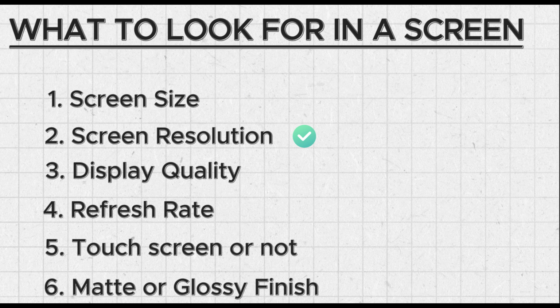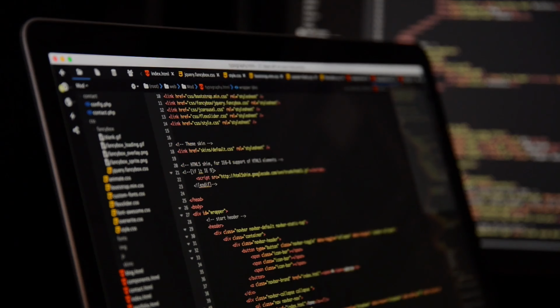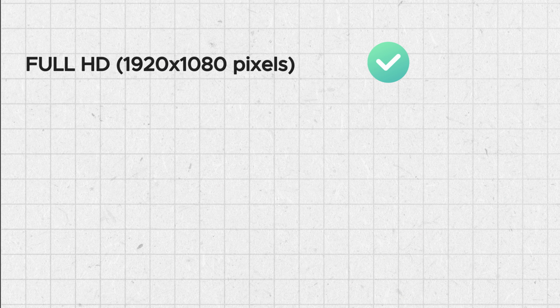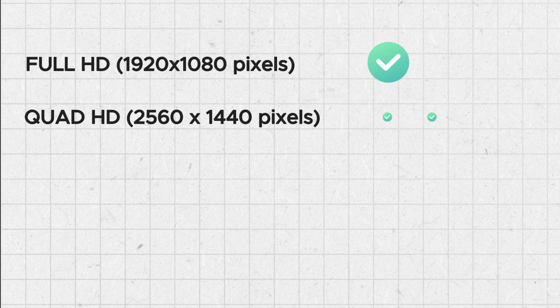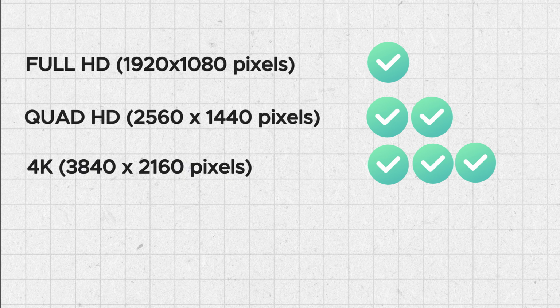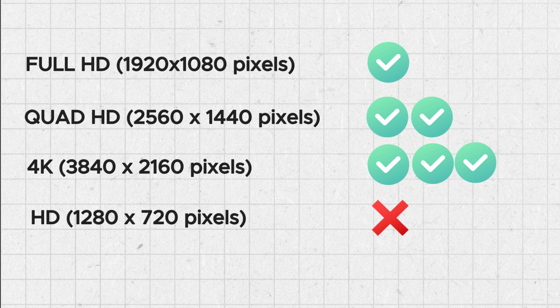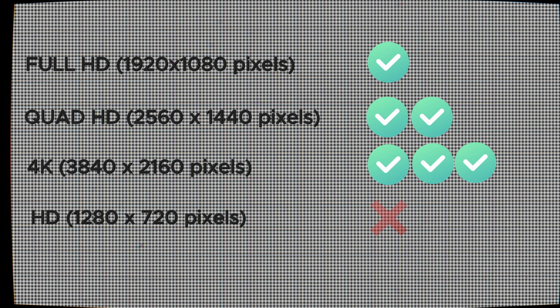The screen resolution determines how sharp your screen will look. We have Full HD resolution, we have Quad HD resolution, and 4K resolution. The minimum you should be targeting for sharp visuals is Full HD, and avoid anything that is less than Full HD. It's outdated and everything will look pixelated.